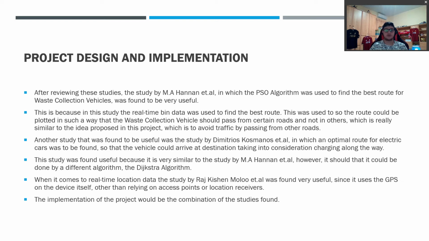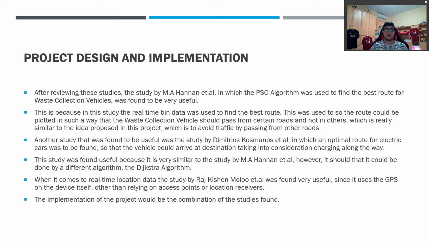Another study that was found to be useful was the study by Dimitros Kosmanos et al., in which an optimal route for electric cars was to be found, so that the vehicle could arrive at the destination taking into consideration charging along the way. The study was found useful because it is very similar to the study by M.A. Hanan et al. However, it shows that it could be done by a different algorithm, the Dijkstra algorithm.